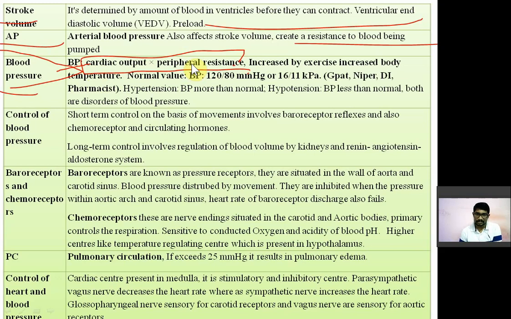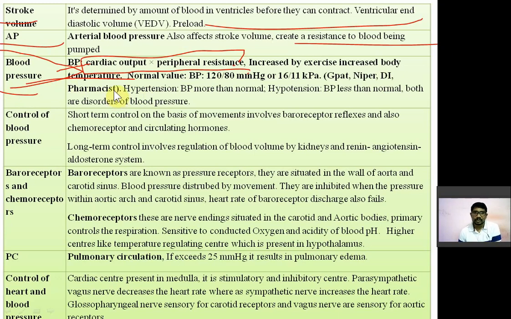Now blood pressure can be increased by either increasing the cardiac output or increasing the peripheral resistance. Blood pressure can be decreased by decreasing the cardiac output or decreasing the peripheral resistance. Okay. Whole anti-hypertensive chapter is based upon this concept. Remember, blood pressure is equal to cardiac output into peripheral resistance. Blood pressure is increased by exercise and also increased by increased body temperature. अगर आपका body temperature increase होगा तो blood pressure भी increase होगा. So exercise also increases the blood pressure and body temperature also increases the blood pressure.